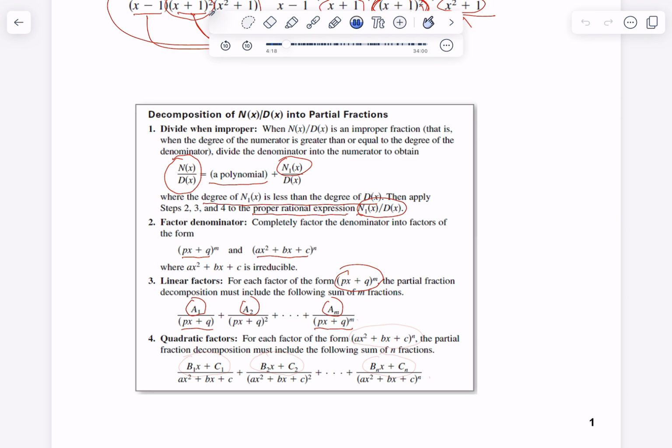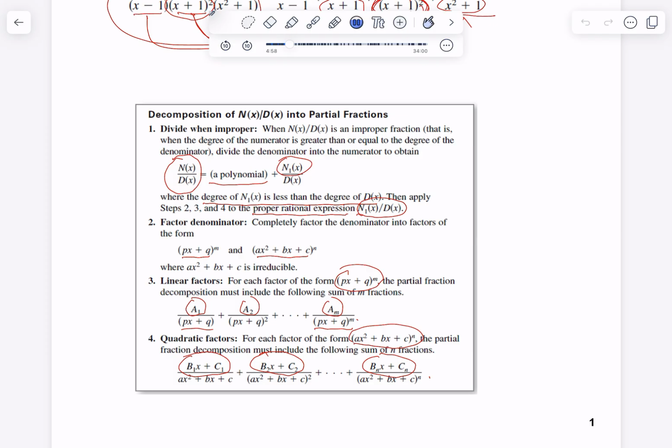For each factor of this form, the n could be 1 or greater than 1. The partial fraction decomposition must include all the following sum of n fractions. And the numerator must be a linear function with coefficients to be determined. And notice that you will have 2 times the number of coefficients to deal with, if m equals n, in the case of quadratic versus the linear factors.